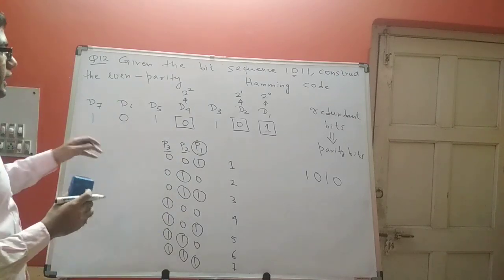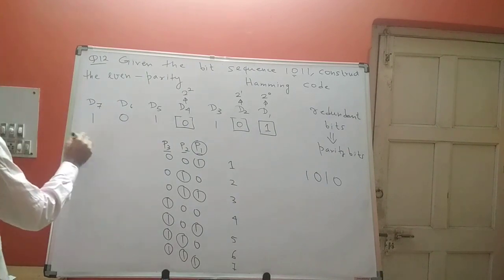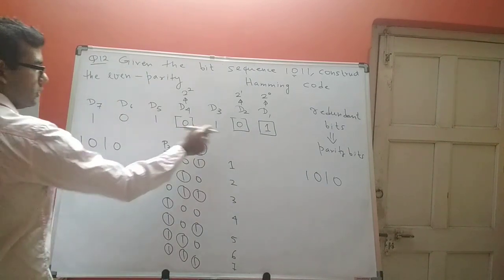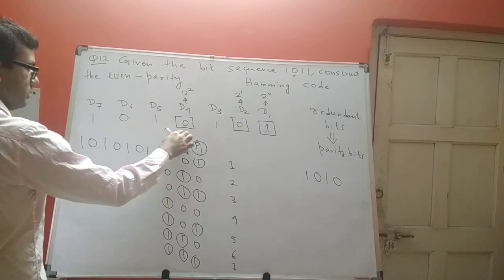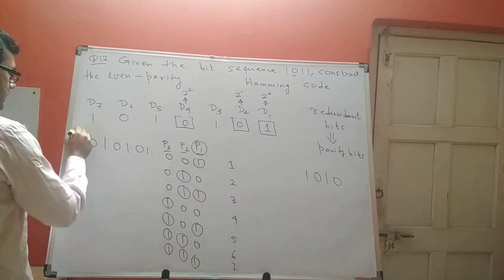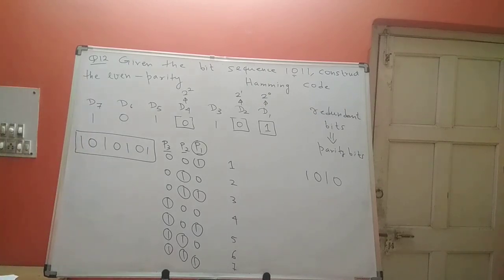So what is the final Hamming code? The final Hamming code is this 7-bit sequence. So the 7-bit sequence is, I'll write it here, 1 0 1 0 1 0 1. So this is the Hamming code that you have to transmit so that there is a possibility for both error detection as well as error correction.